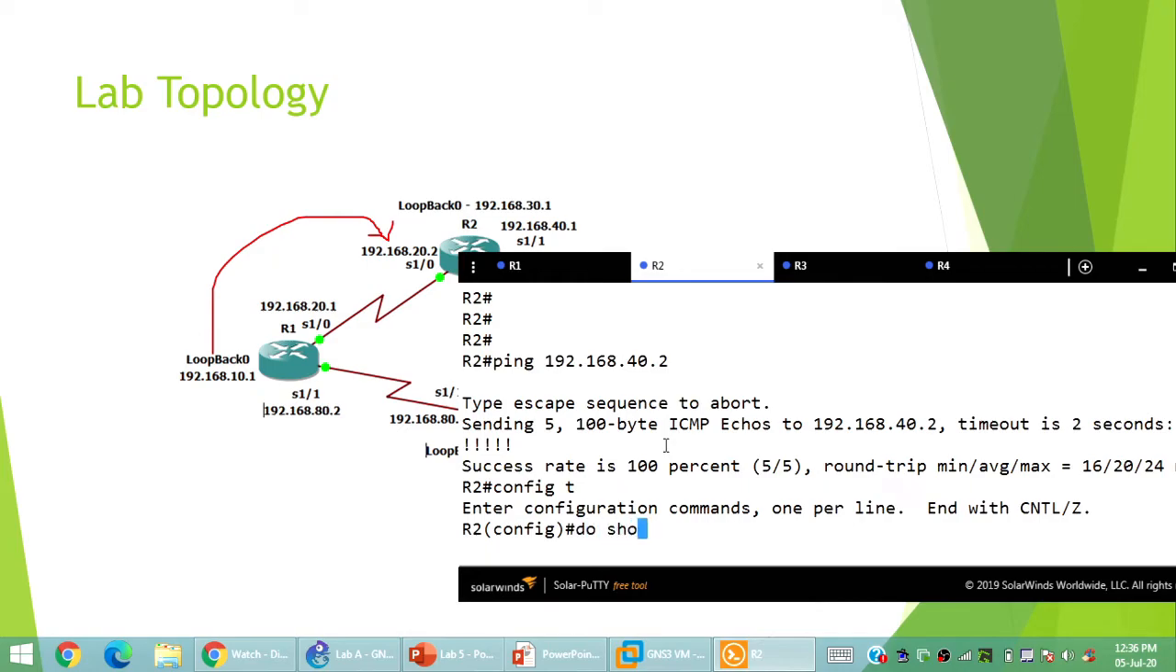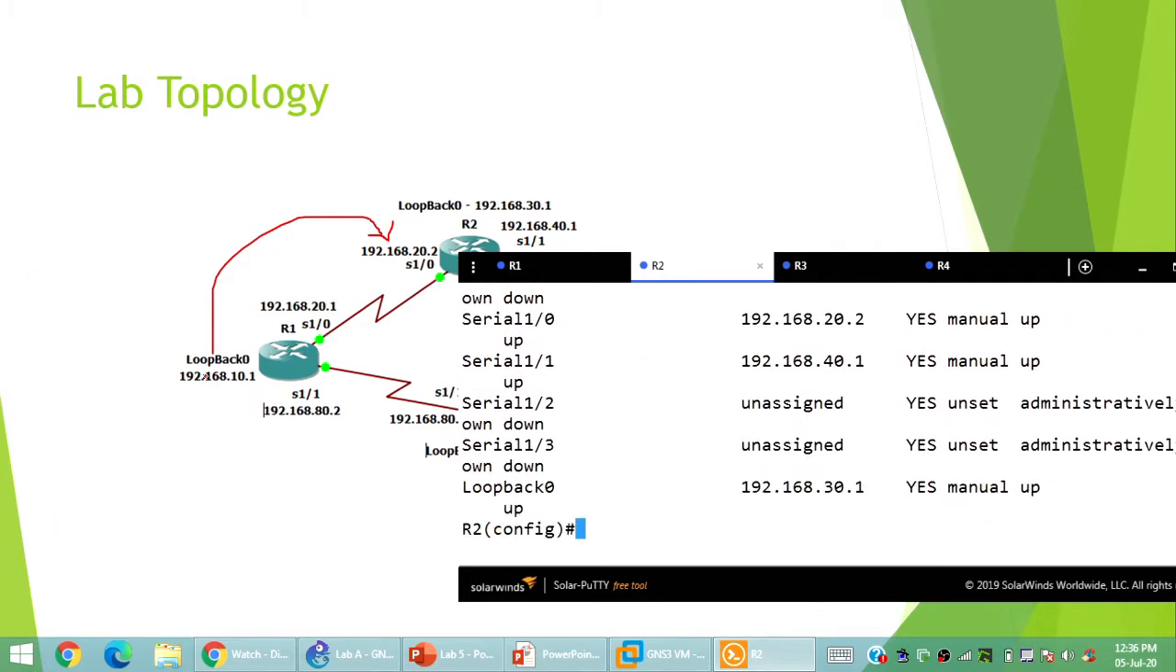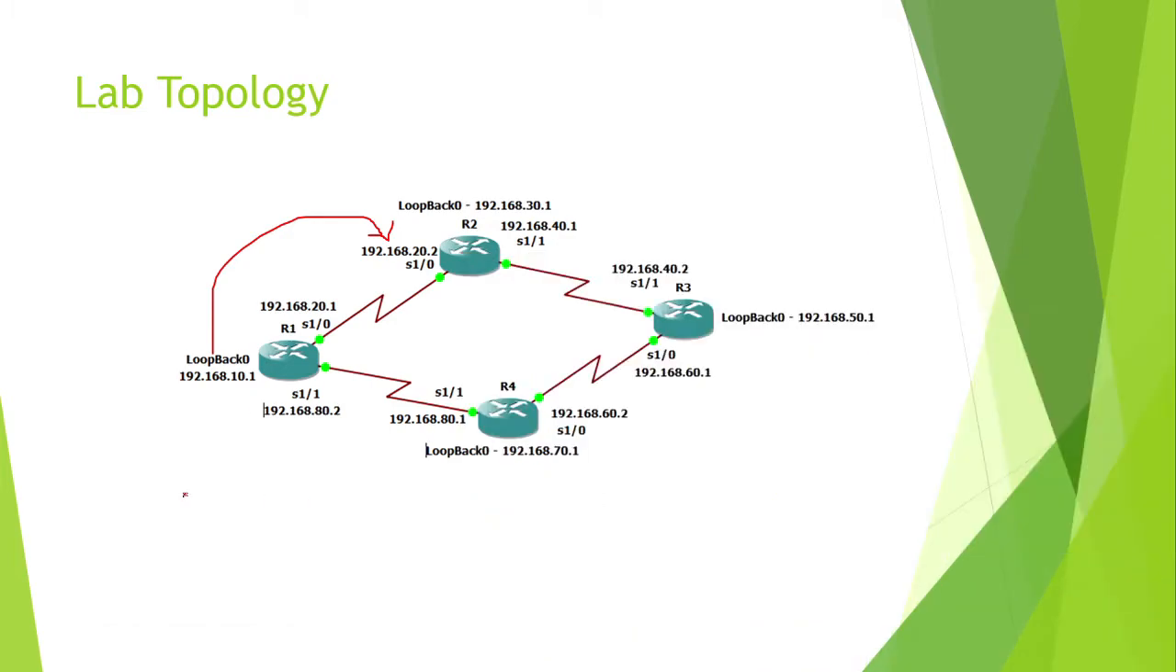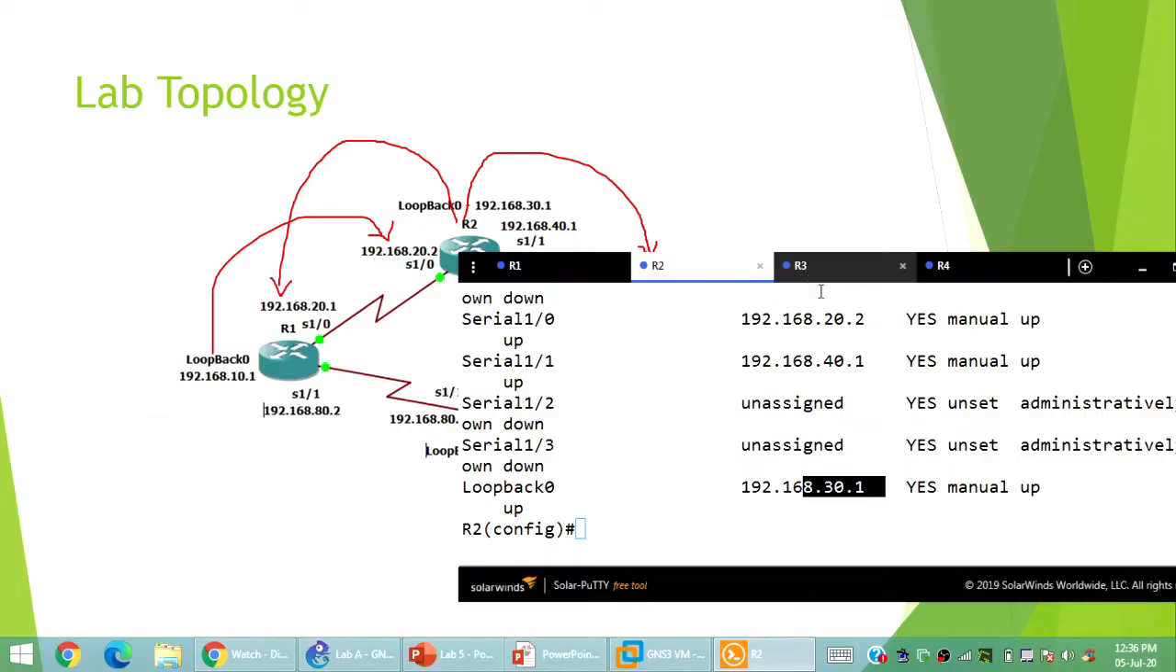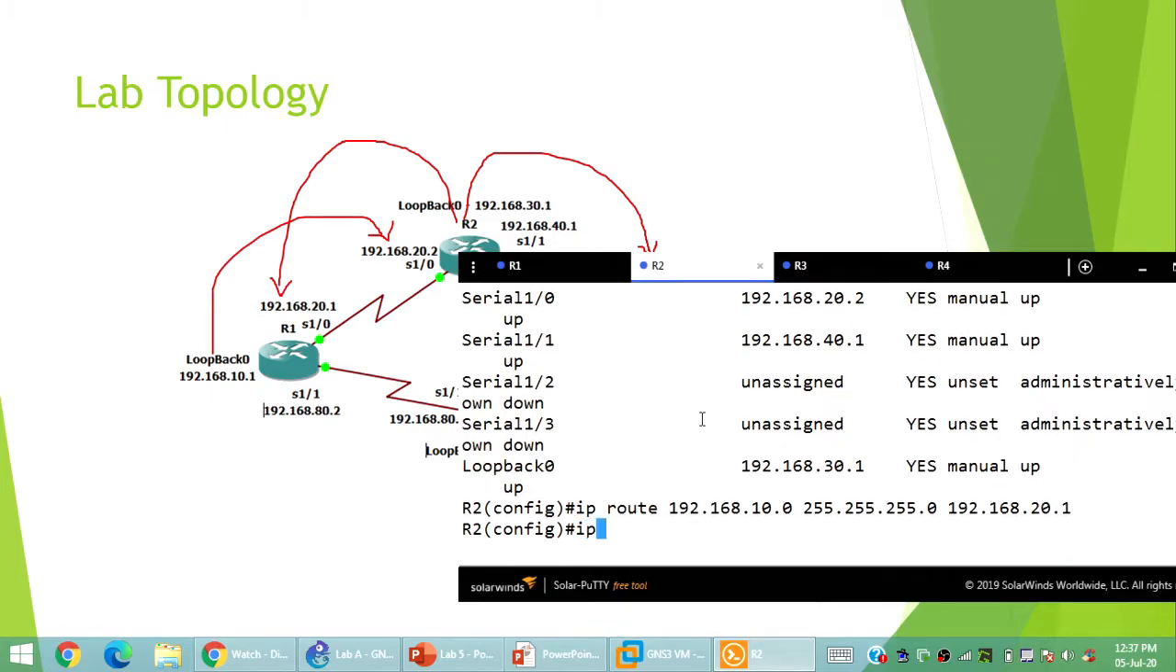Okay, so for router 2, configure terminal, do show IP interface brief. In the second router, you can see it's 20, 40 and 30 IP addresses. So if any 10 IP network is coming, I will be forwarding it to 20.1. So IP route 192.168.10.0 255.255.255.0, I'm just going to forward it to 20.1. If any network with IP address 10 comes in, I'm just going to 20.1.